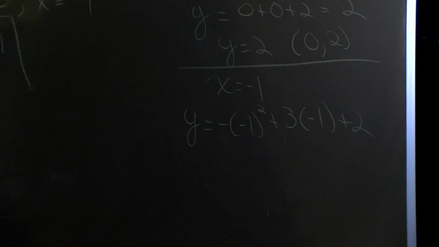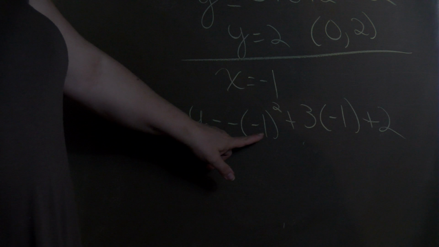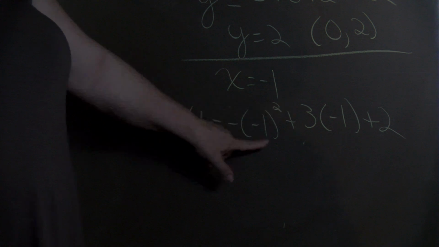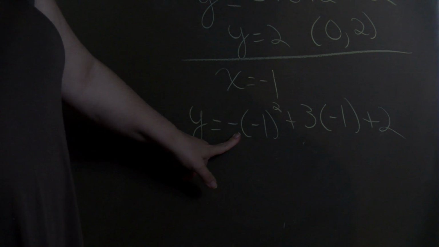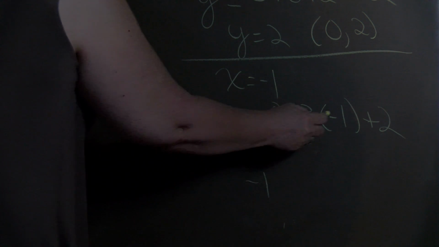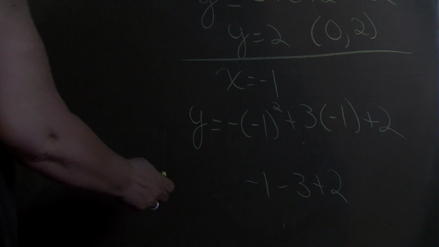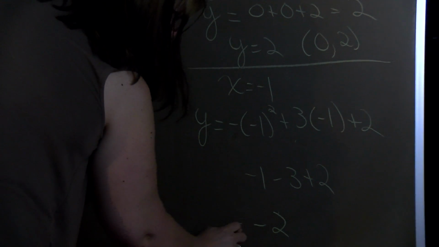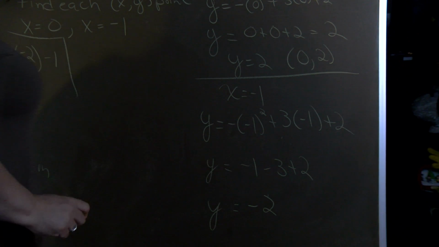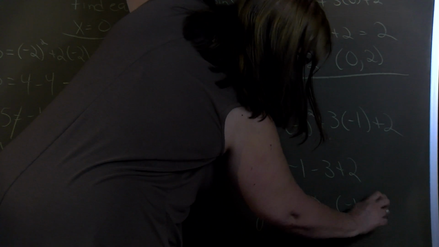Be careful here. Remember, follow order of operations. You need to do your exponent first. So you have to do negative 1 squared, then times this one, negative. So negative 1 squared is 1, times this negative makes it a negative 1. This is where you'll have the most mistakes. So it should be a negative 1. 3 times negative 1 is a negative 3 plus 2. Adding them up, we have negative 4 plus 2, or negative 2. And if they want it written as a point, then we plug in negative 1. Negative 1, negative 2.